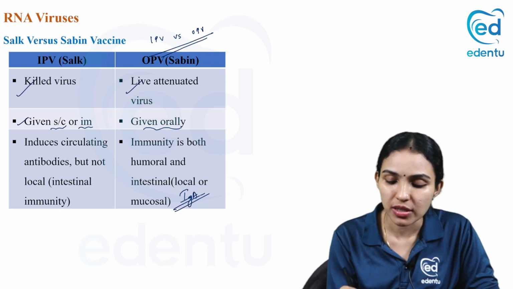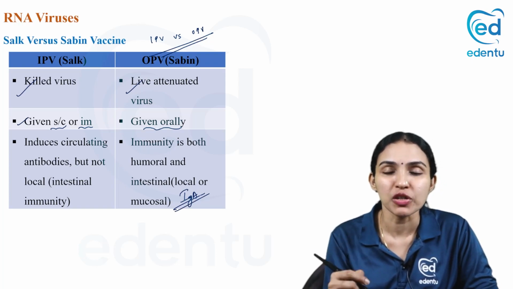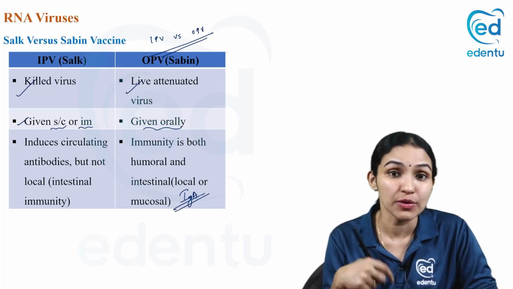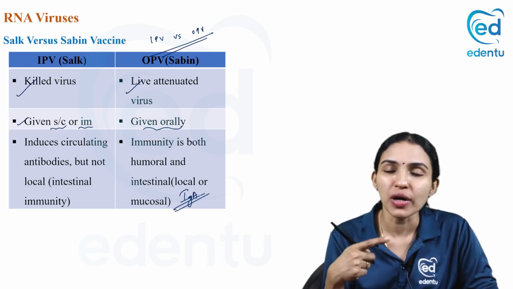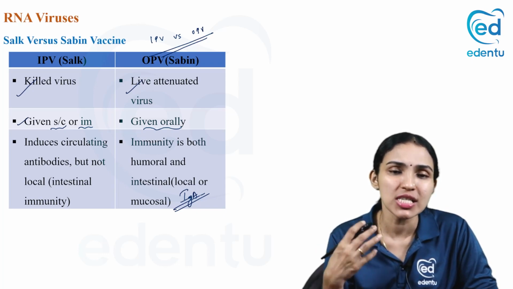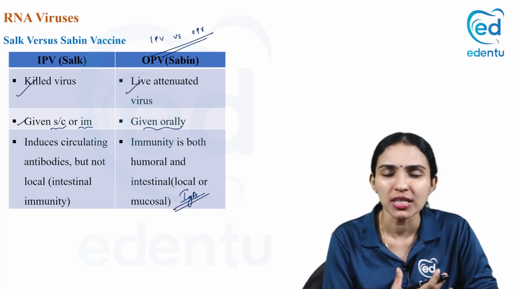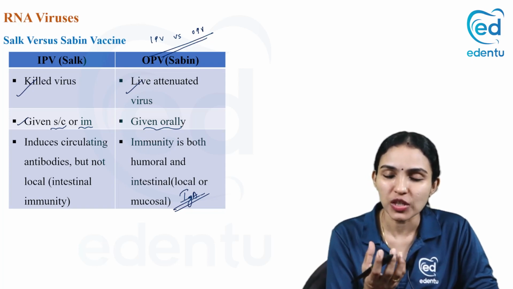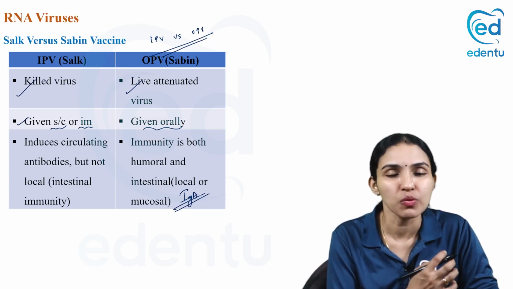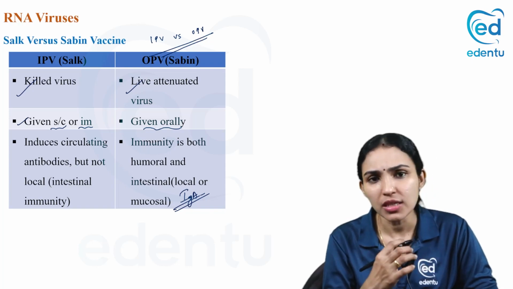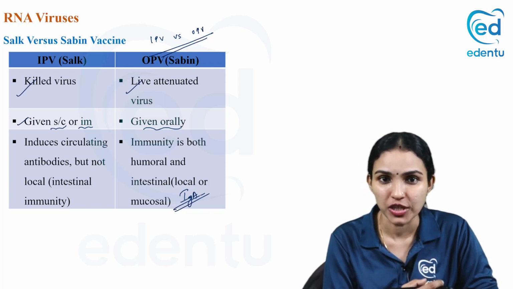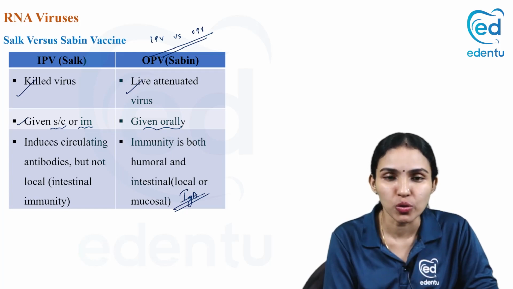So what is the advantage of this? It will prevent us from getting an infection. Otherwise, if you have humoral immunity, that's just antibodies present in the circulation, it will only neutralize the virus when the virus enters the bloodstream. Otherwise, it cannot prevent an infection because infection comes through the oral route.